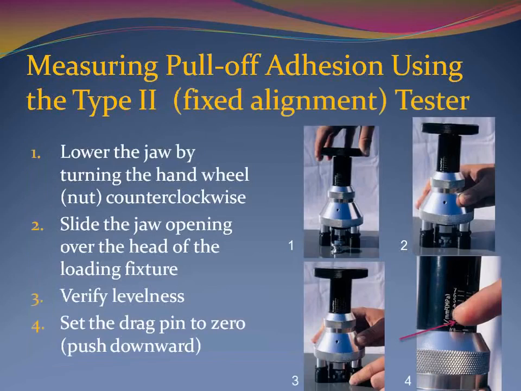The Type 2 adhesion tester consists of 3 components: a hand wheel or a hex nut at the top of which is used to apply the force, a black column containing a dragging pin and scale in the middle, and a base containing 3 legs and a pulling jaw, which is designed to fit around the head of the loading fixture.